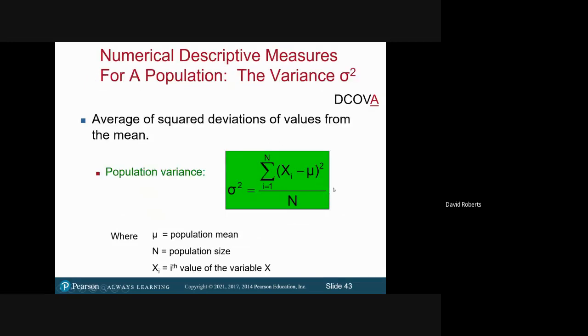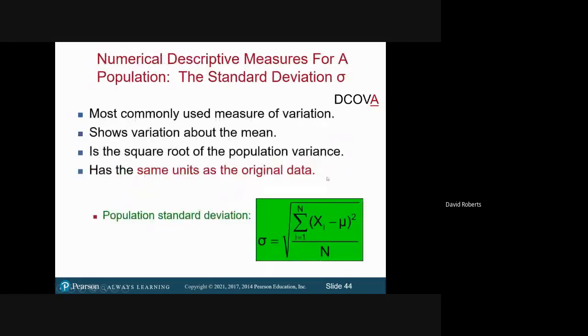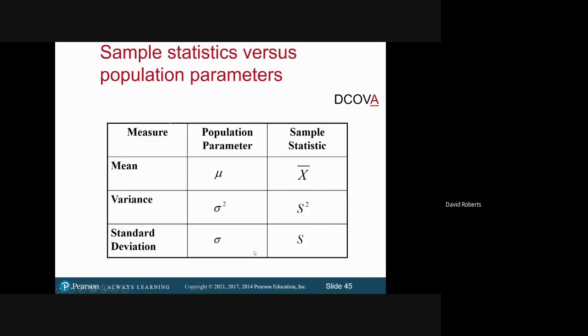Population variance. Here's the formula. You will be given both. Just be careful to read which one. Population standard deviation is also the square root of the population variance. So here's a nice little summary. The one on the right is the important one.